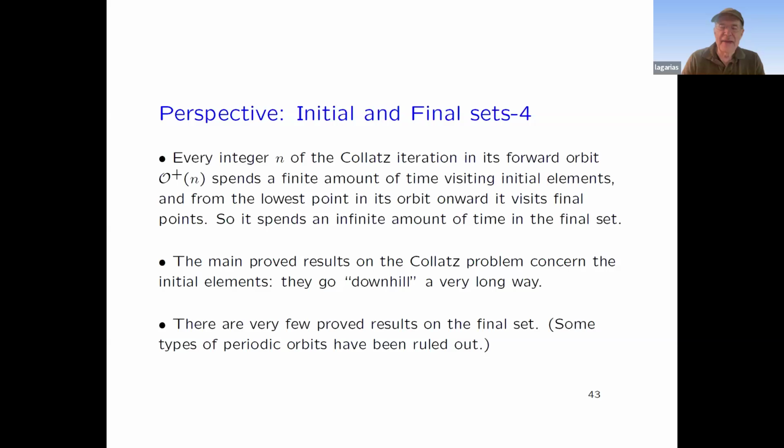Okay, so what I wanted to say having to do with where we are in the problem, every integer in the Collatz iteration in its forward orbit spends a finite amount of time visiting initial elements, then it hits the lowest point in its orbit, and it spends an infinite amount of time inside the final set. But nevertheless, if you look at all the integers, most integers up to x are going to be labeled initial. They're going to be labeled x minus a tiny fraction. And the main proof results on the Collatz problem concern the behavior of the Collatz iteration on the initial elements. They go downhill a lot. And there are very few proof results on the final set.